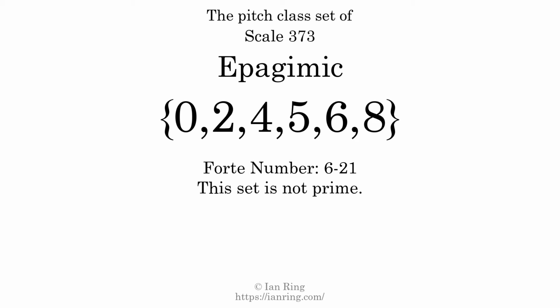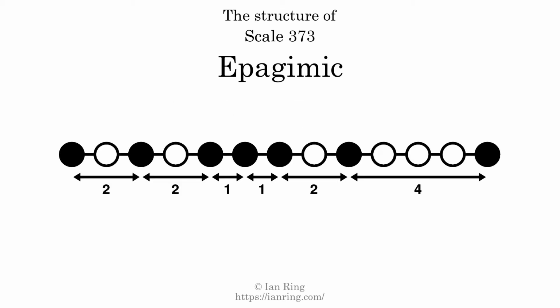The fault class is 621. This set is not prime. The structure of a scale is a description of the interval distance between each successive tone. This scale has a structure of 2-2-1-1-2-4.